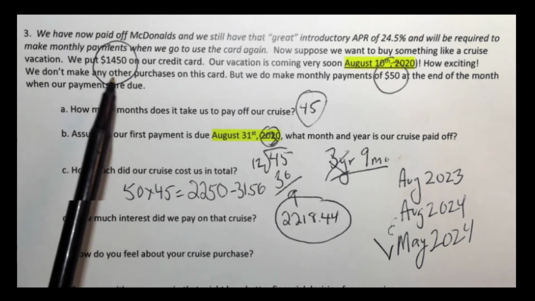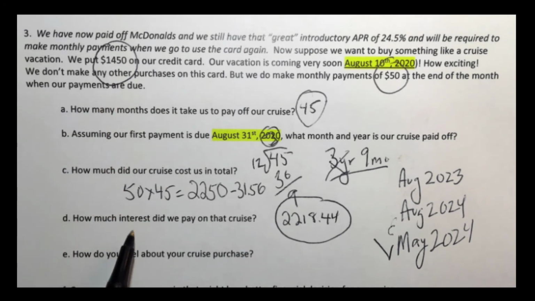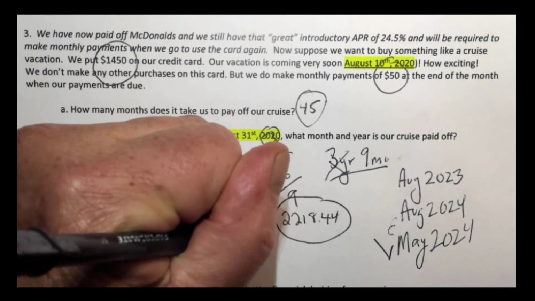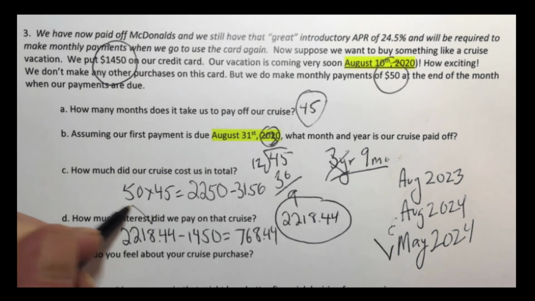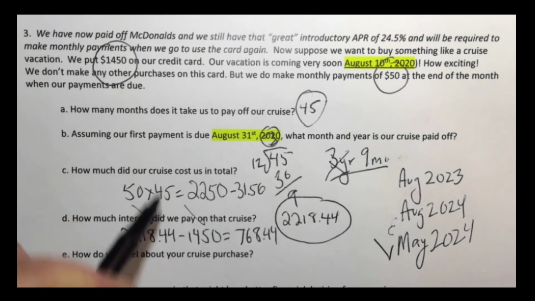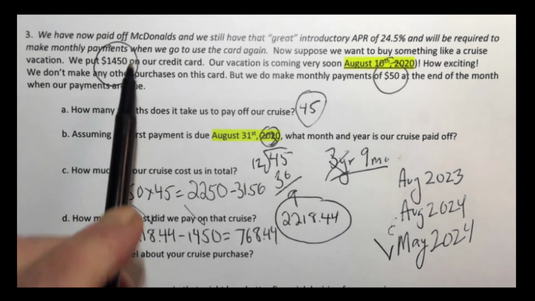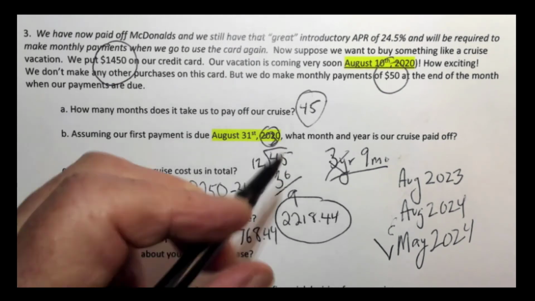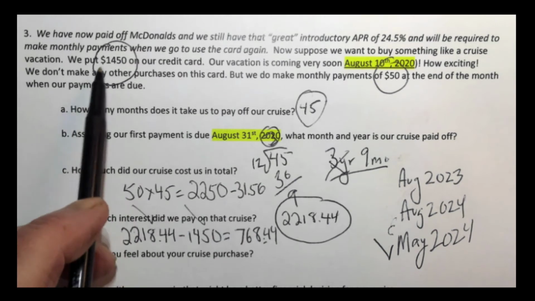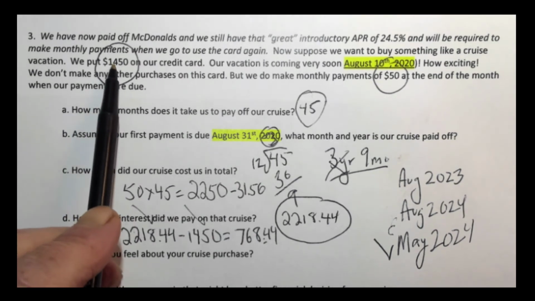And so if I subtract these two, which I'm going to do, that's how much interest I paid. And I put that on my calculator, and I get $768.44. So there's the total cost minus what the actual trip cost by itself, and the difference there is interest. A lot of interest, more than half of what the trip cost.